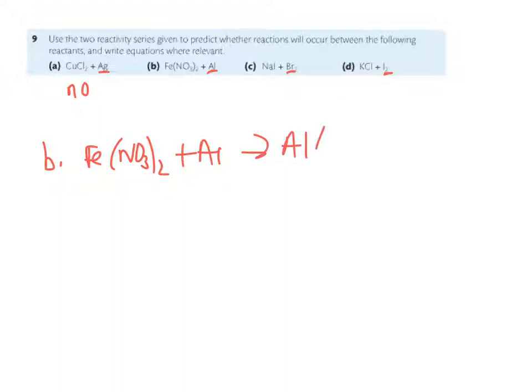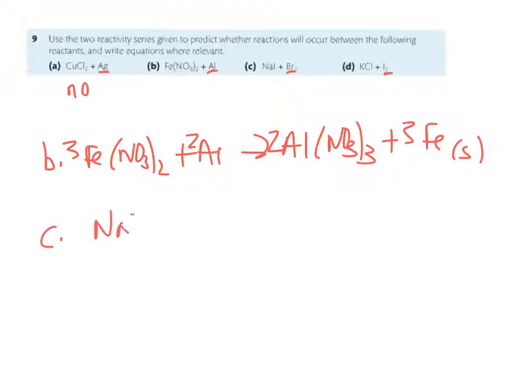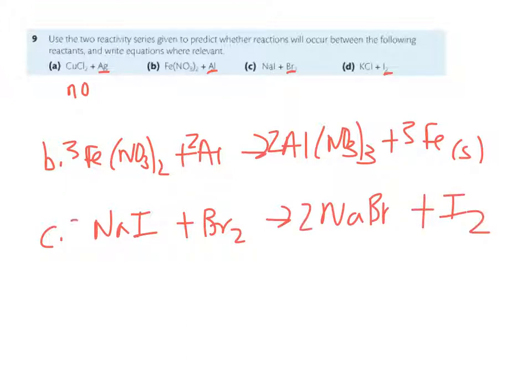And aluminum will form Al(NO3)3, and iron solid will form behind. And so when I balance this, I'm going to need a 3 here, and a 2 here, and a 2 here, and a 3 here to balance that. Letter C, Br2 is my element, and bromine is trying to bump off iodine. And again, that will happen because bromine is the more reactive halogen of the two. So NaI plus Br2, I can expect a single replacement reaction forming NaBr plus I2 and then balance with a 2 here and a 2 here. But in letter D, iodine is not more reactive than chlorine, so D will not occur.